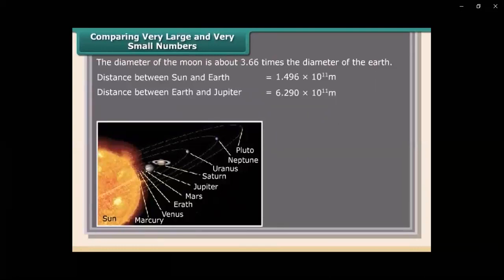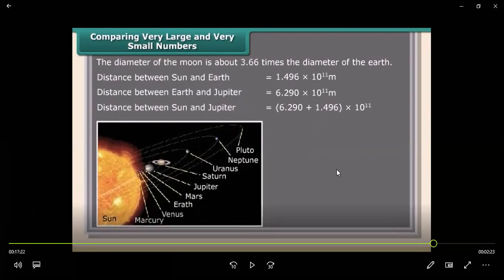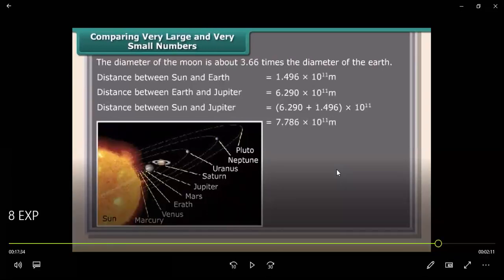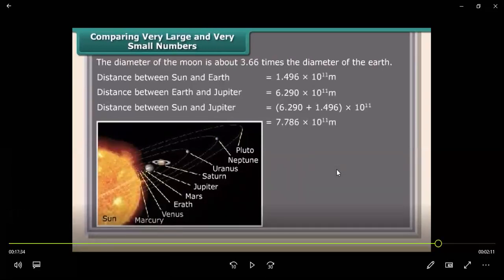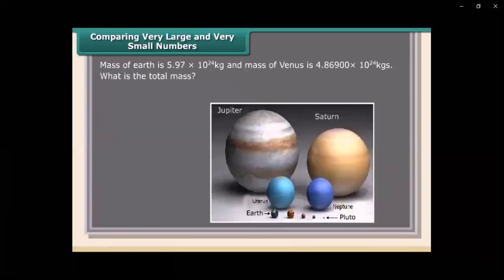So, if I'll ask you one question over here that find the distance between Sun and Jupiter, then nothing we have to do. We have to just add these two given distances. So we'll get 6.290 plus 1.496 because the exponential power is same. So we can take it as common. So final result we'll get after the summation of this. Okay. So in this way, we can compare a very large and very small number. So final result, the distance between Sun and Jupiter, we got 7.786 into 10 raised to the power 11 meters, right? So that's it for this type of questions.